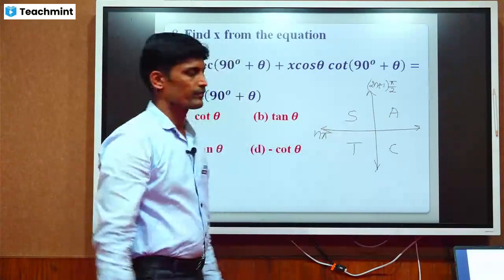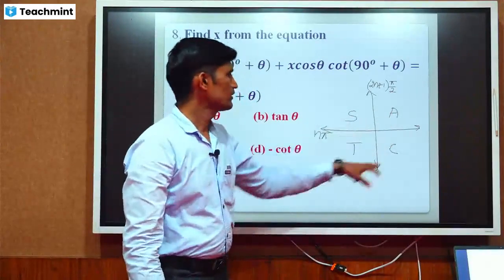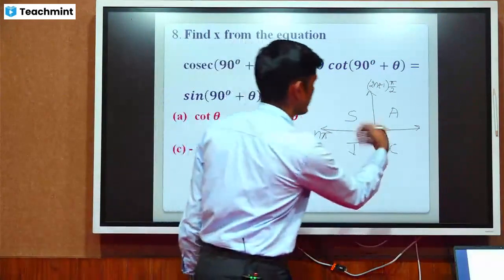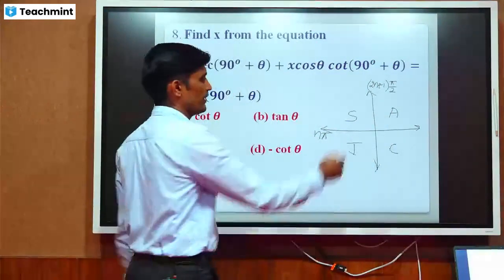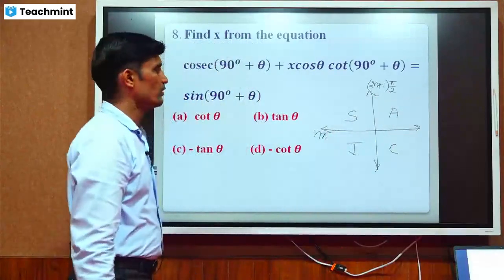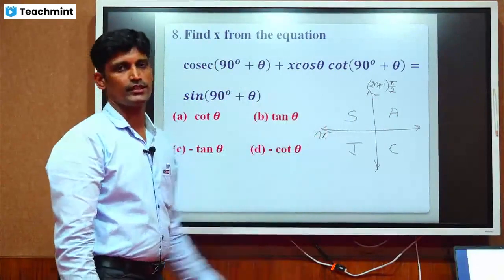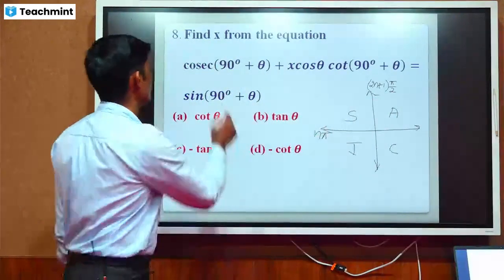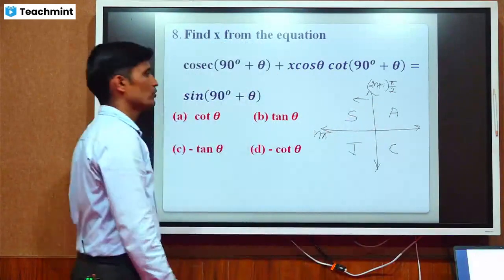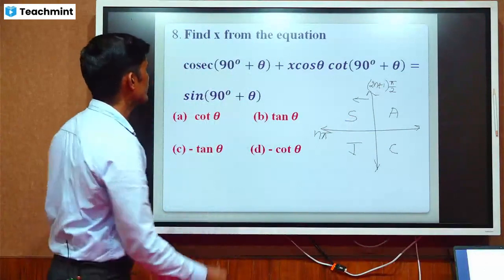So using this concept of allied angles, depending on this A, S, T, C, we give the signs of trigonometric functions, and by looking at these values of theta, we retain the function or change it into co-function. Now we know cosecant of 90 plus theta is in the second quadrant, where cosecant theta is positive, and cosecant of 90 plus theta is okay.